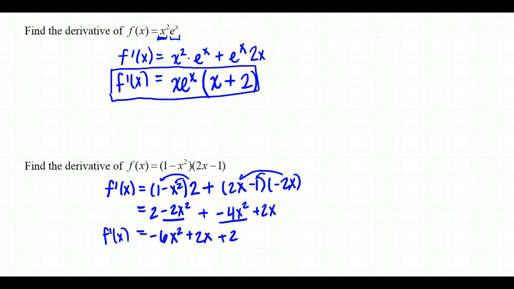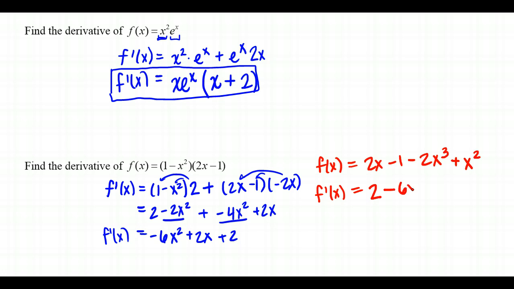An alternative way would have been to distribute. So f of x equals 2x minus 1 minus 2x cubed plus x squared. And now I can take the derivative of this polynomial by using the power rule on every term. So the derivative of 2x is 2, the derivative of a constant negative 1 is 0, the derivative of negative 2x cubed is minus 6x squared, and then the derivative of x squared is 2x.